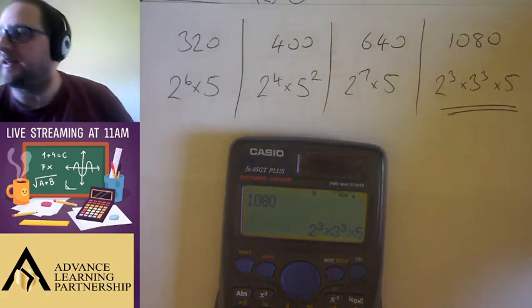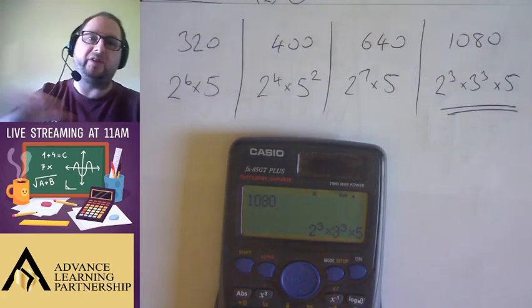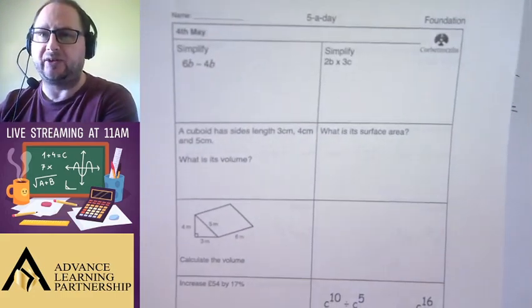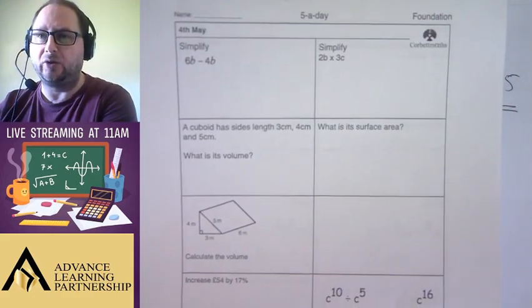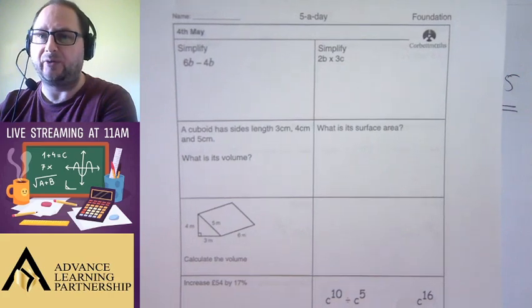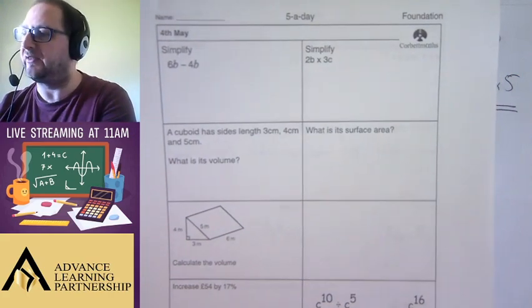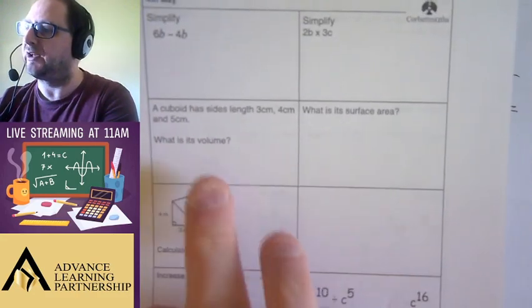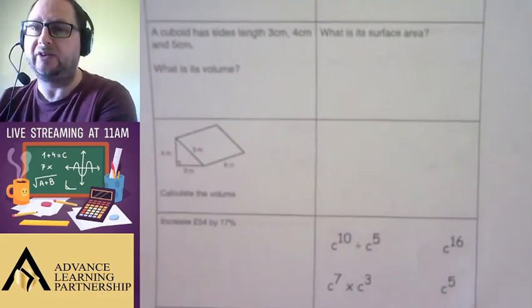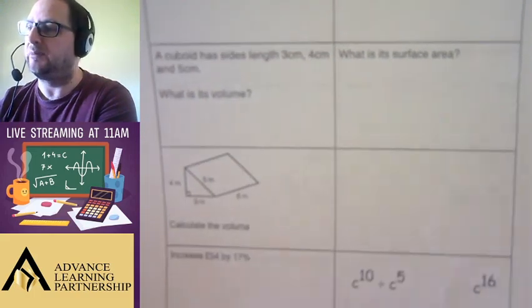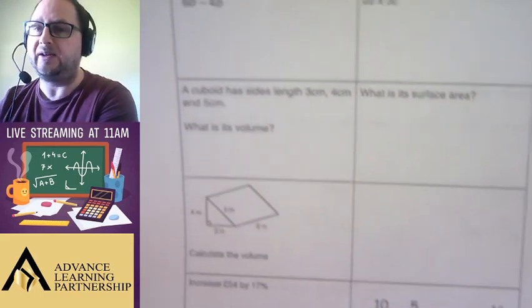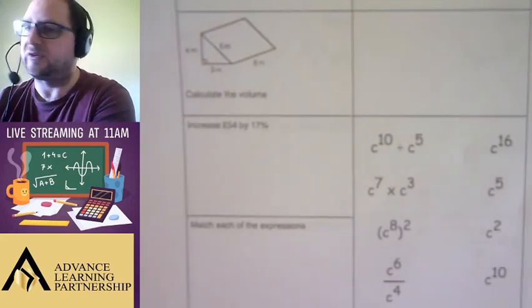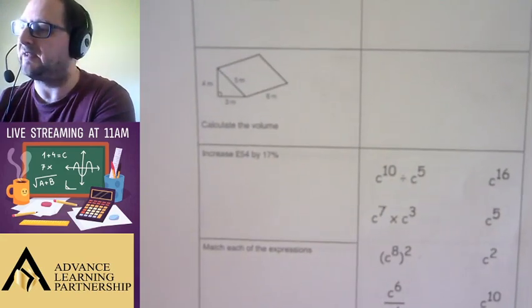And don't forget that a week today, so Monday the 27th of April, we'll be having a go at these questions here. We'll be having a go at the Corbett 5 a day for 4th of May, and there's quite a few questions on there. So we've got 2 simplified questions there for algebra. We've got to find the volume and the surface area of a cuboid, and then we've got to work out the volume of this prism here, and that's what we'll be looking at this week, so we can have a go at that. And then we've got increasing by 17%.